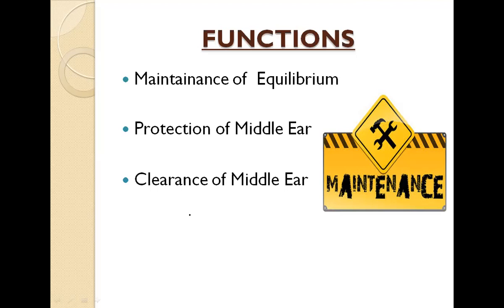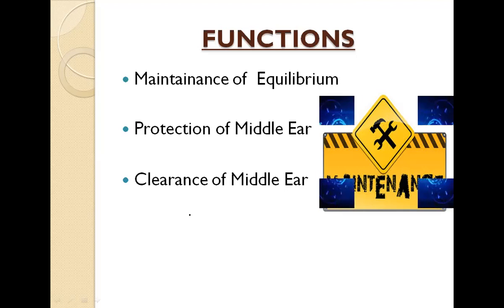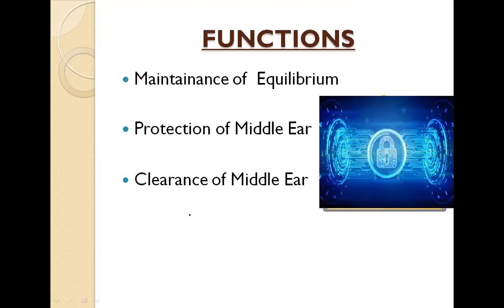Moving on to the second function, that is protection of the middle ear. So how does the auditory tube protect the middle ear? It helps in protection of the middle ear as it prevents the transmission of high sound pressure waves from the nasopharynx into the middle ear cavity.